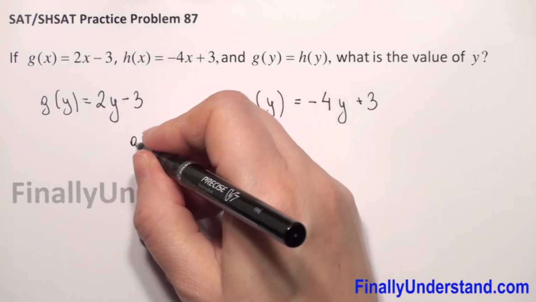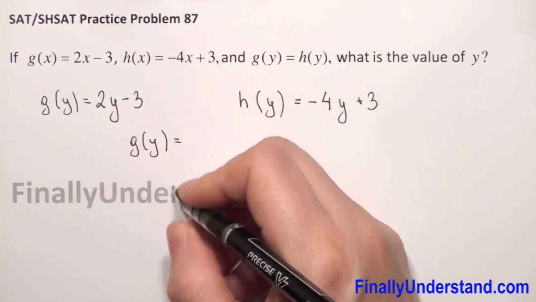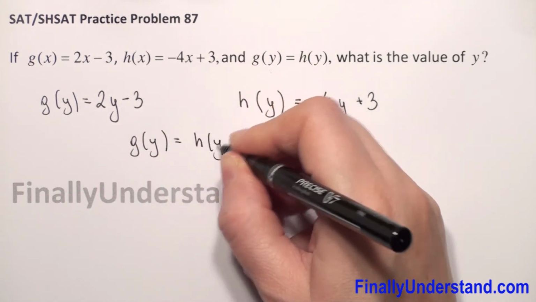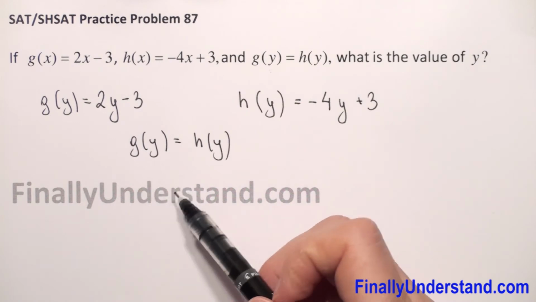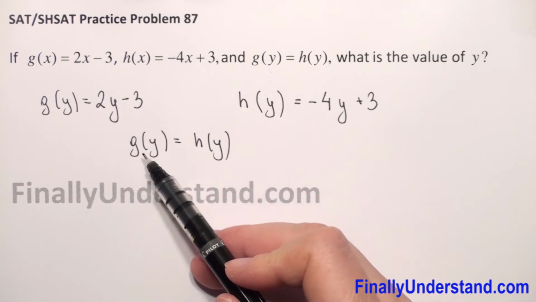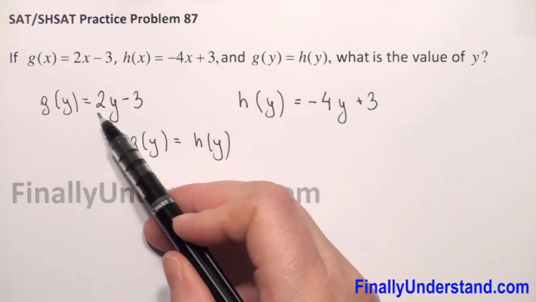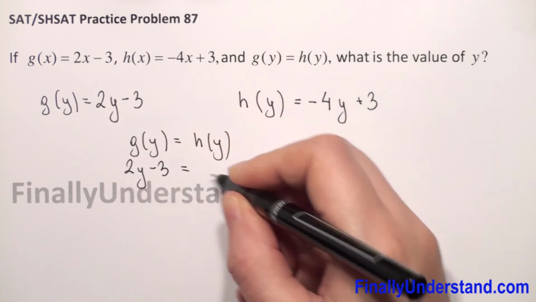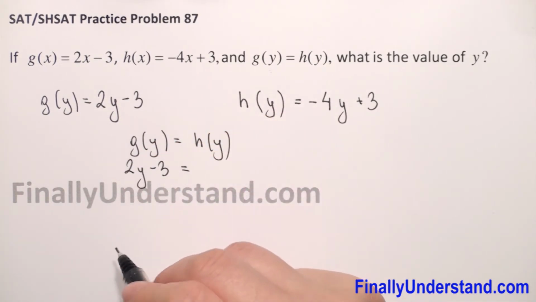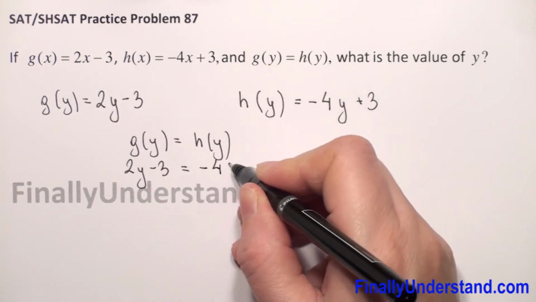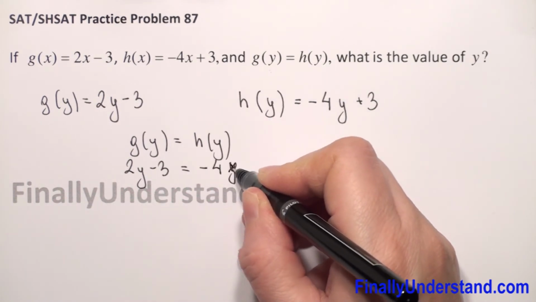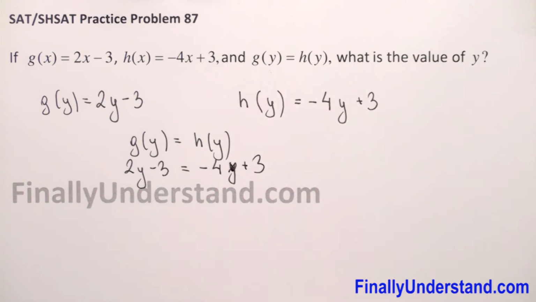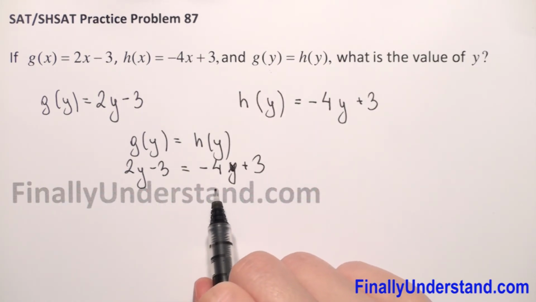Let me write this. g of y is equal to h of y. And we have to find for what value of y. So now we will substitute the left side by the equation of our g function and the right side by the h function. So this is negative 4y, of course, plus 3. What next? We have an equation with one unknown.